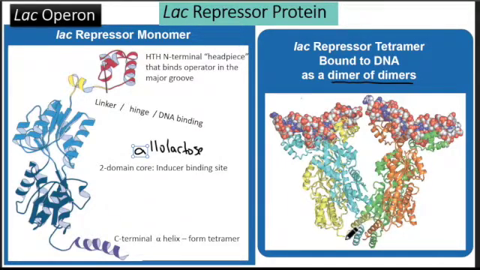Oh, and check this out. Woohoo! Right? This C-terminal alpha helix on all of them down here, that's what forms a tetramer. Very cool. That's what forms a tetramer. And then you've got this dimer over here and this dimer over here. This is from a crystal structure showing it bound to DNA.